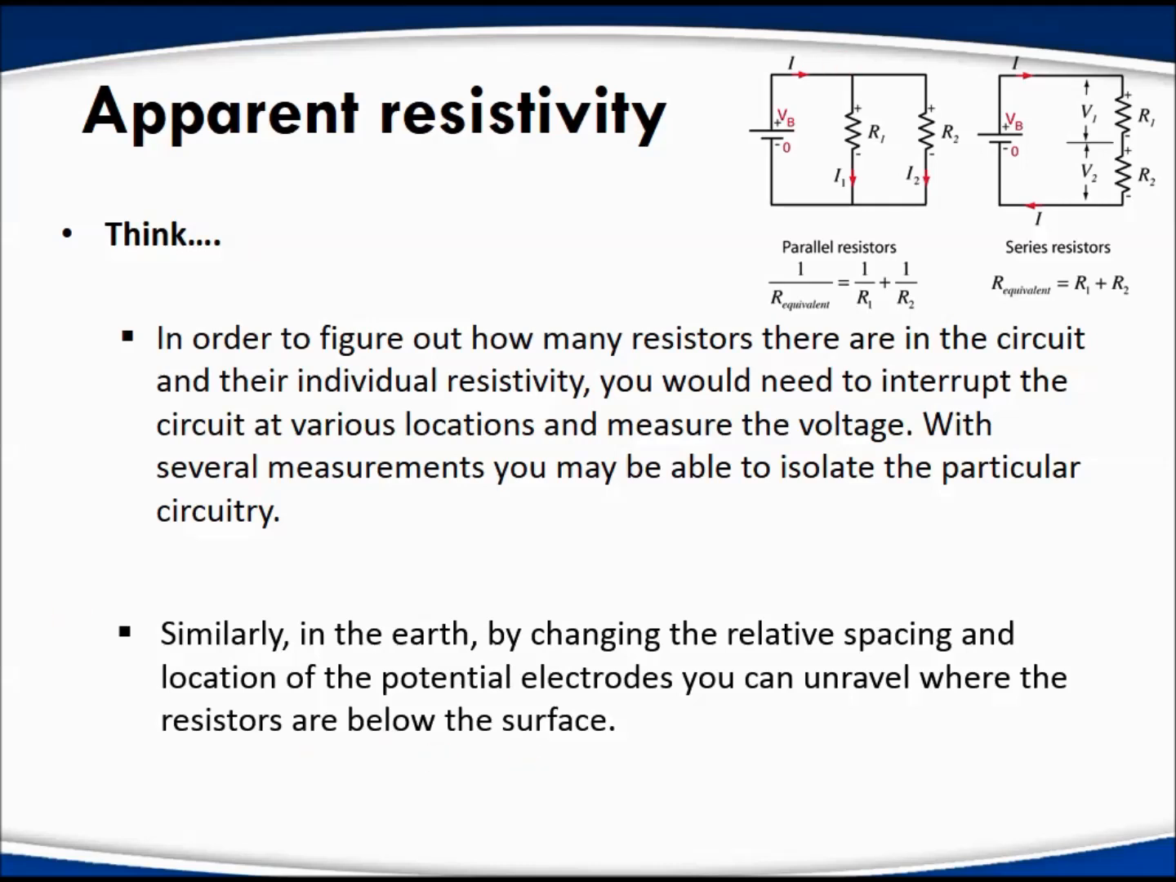So all in all, we already learned about the elementary theory and the principle of the current flow in the subsurface, and then we learned about the geometrical factor, and then we learned about what apparent resistivity is, and I think that's all for this lecture.